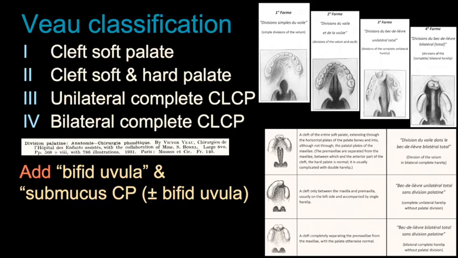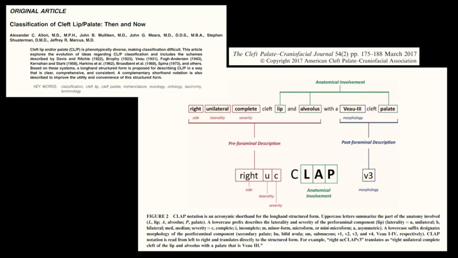We use the Vaux classification, a descriptive classification from 1931, to describe the various patterns of involvement of soft palate, hard palate, alveolar margin, unilateral or bilateral. And more recently, this article by Dr. Alorian, Malikan and co-authors suggested that we should rather be using descriptive terminology incorporating the Vaux classification to describe cleft lip and palate. How does that translate for the radiologist?